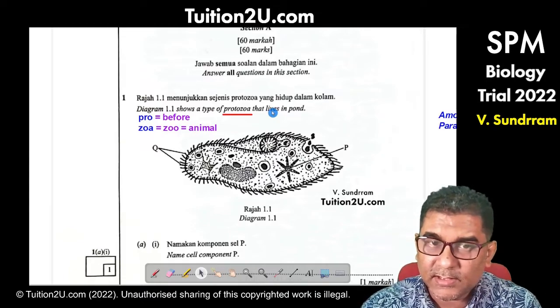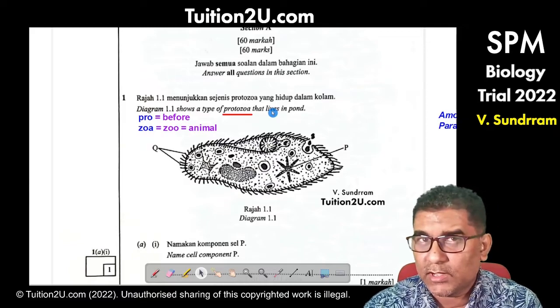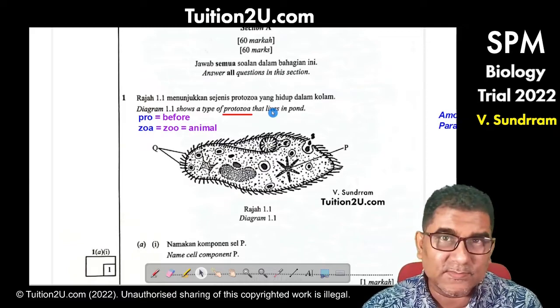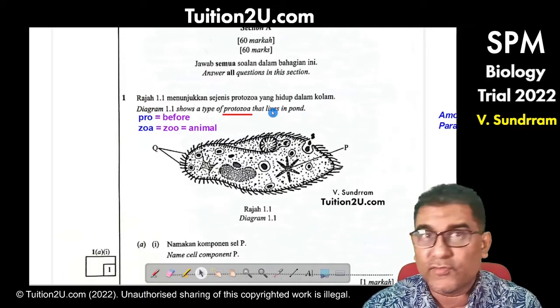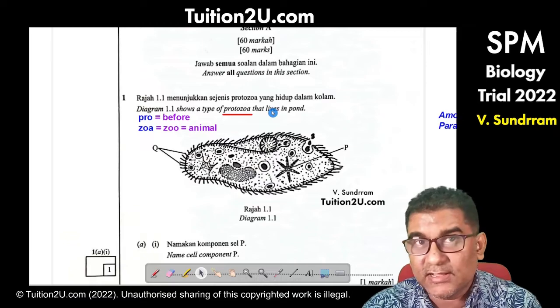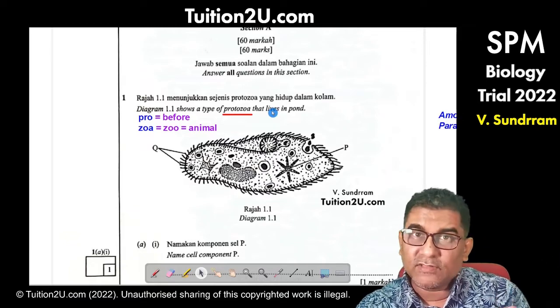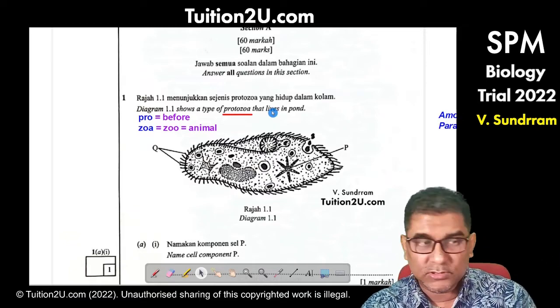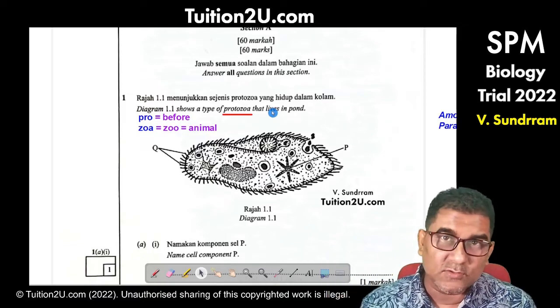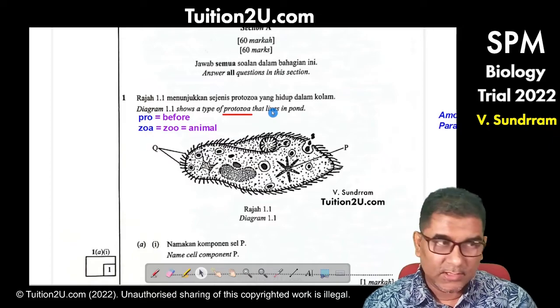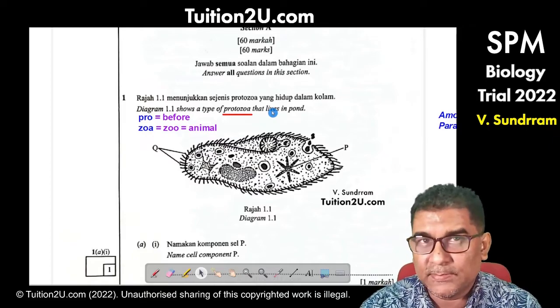At the same time, anytime protozoa or a unicellular organism comes out, unicellular organisms are in chapter 2. They are under Form 4 chapter 2, cell organization. Right at the beginning of the biology syllabus, in chapter 2, you learn components of the cell. Right after that, you learn unicellular organisms. What you learn is Amoeba and Paramecium.